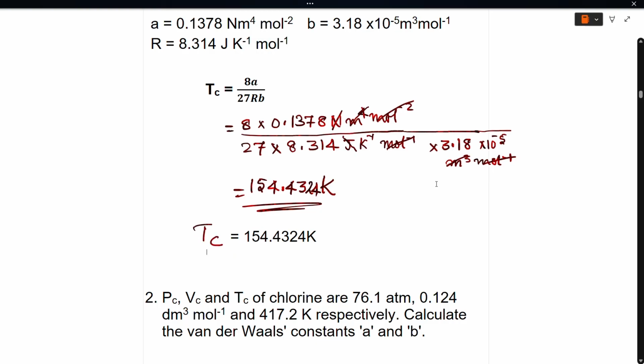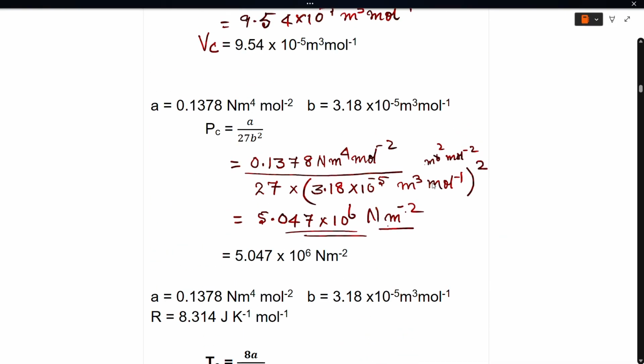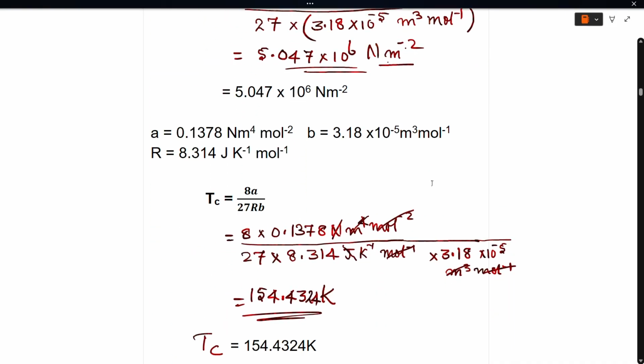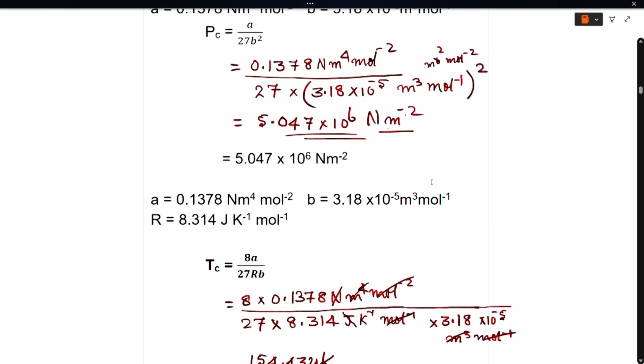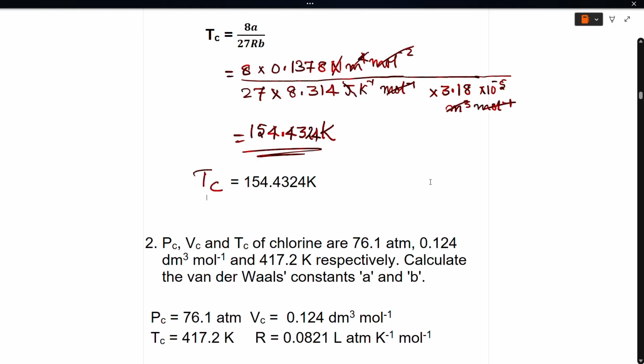Okay. So, first we have found out Vc, then Pc, and finally Tc. All three critical constants, critical temperature, pressure and volume, are calculated.